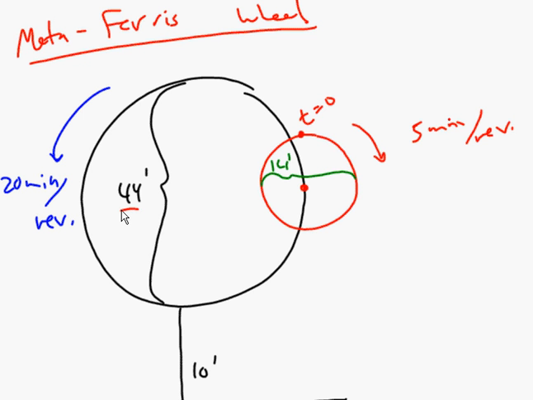But now what we're saying is this red Ferris wheel is sort of nested within the big Ferris wheel. So as the big Ferris wheel moves, the little Ferris wheel is moving also. And I've indicated some information. For example, the big Ferris wheel moves at 20 minutes per revolution. The little Ferris wheel is 5 minutes per revolution.